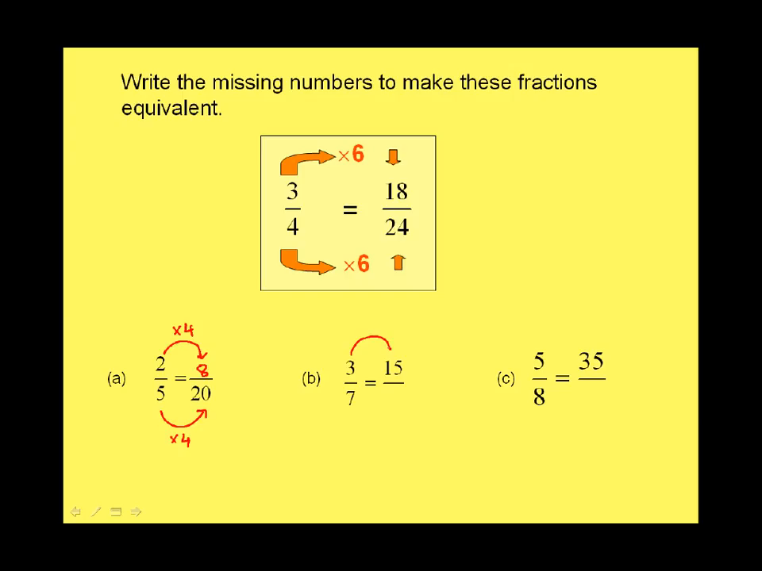Similarly here, it's 3 times 5, that gives you 15, so you do the same thing on the top. 7 times 5 is 35. Now 5 times 7 is 35, so do the same thing here. 8 times 7 is 56.